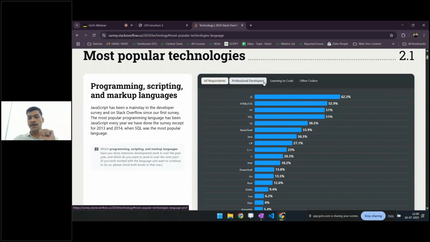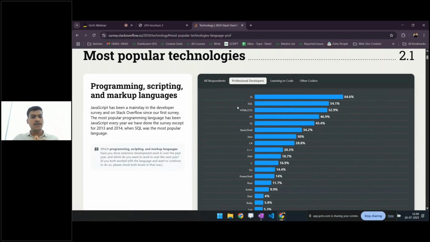Now you can see that on an average, 62.3% of all respondents said the most popular technology used is JavaScript. I'll come to why JavaScript. Then move on to the professional developers.